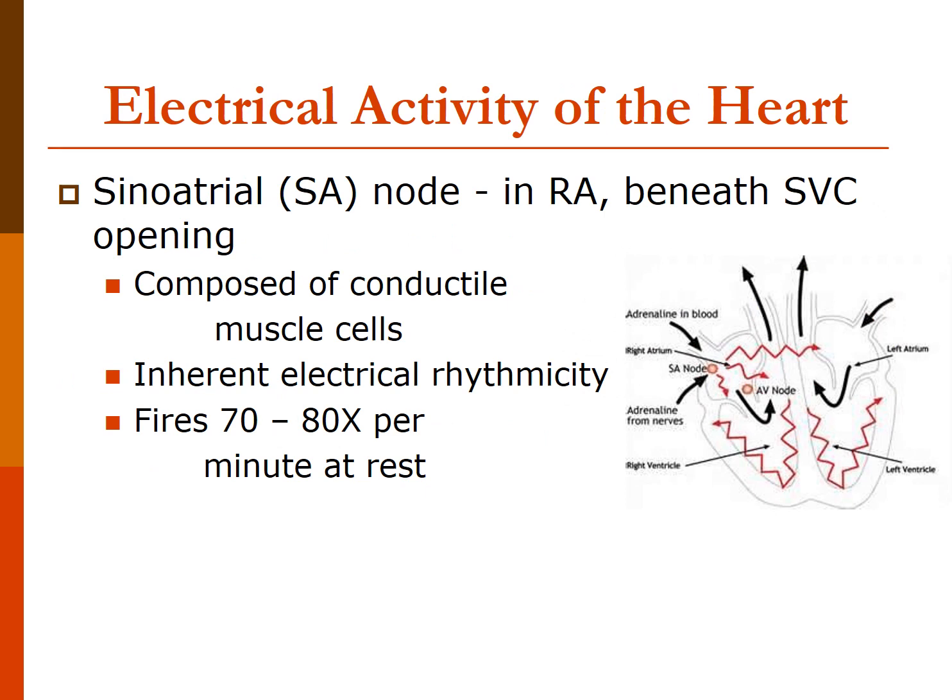The SA node is the pacemaker of the heart. It's located in the right atria beneath the opening of the superior vena cava. It consists of conductile muscle cells. The SA node generates the inherent electrical rhythmicity of the heart. It fires 70 to 80 times a minute while you're at rest.